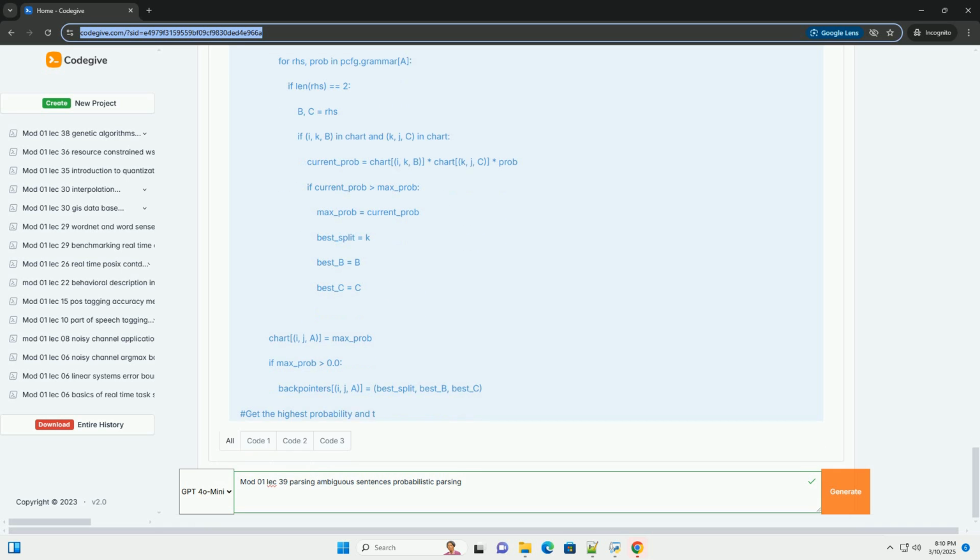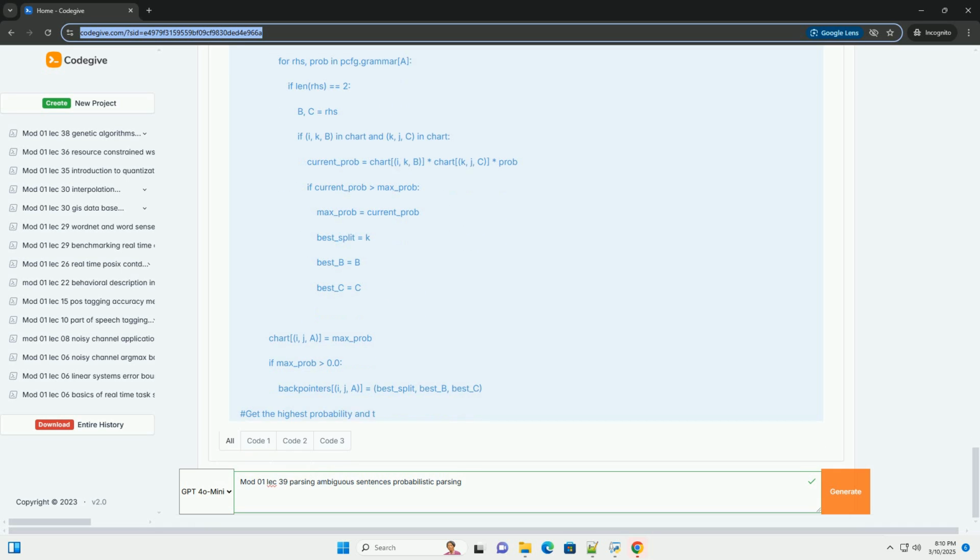Why do probabilities help? Probabilities provide a way to rank the different possible parse trees for an ambiguous sentence. The tree with the highest probability is considered the most likely interpretation. This allows us to resolve ambiguity in a statistically grounded way. 4. Probabilistic parsing algorithms. Several algorithms can be used for probabilistic parsing.